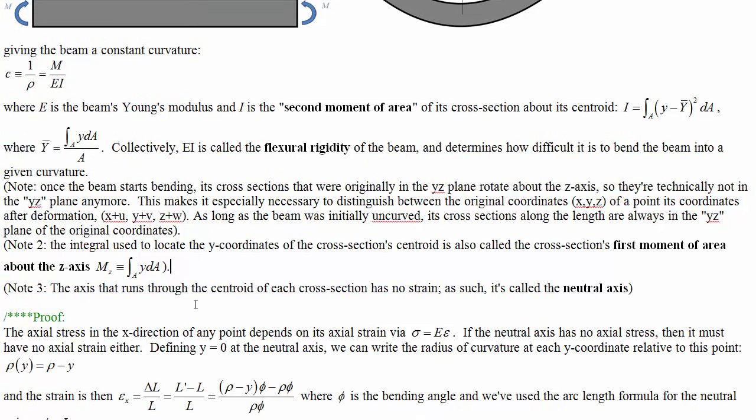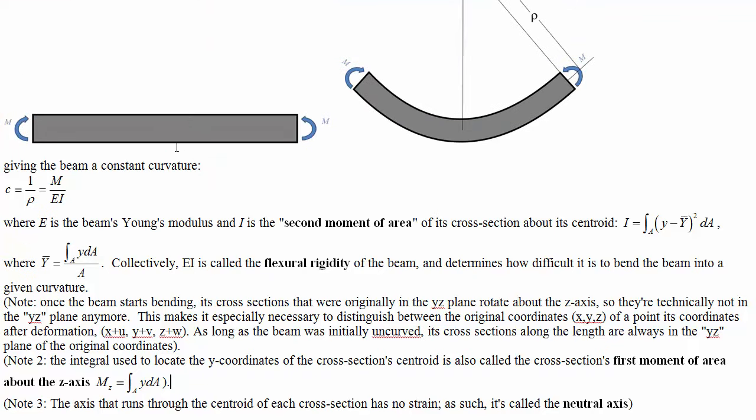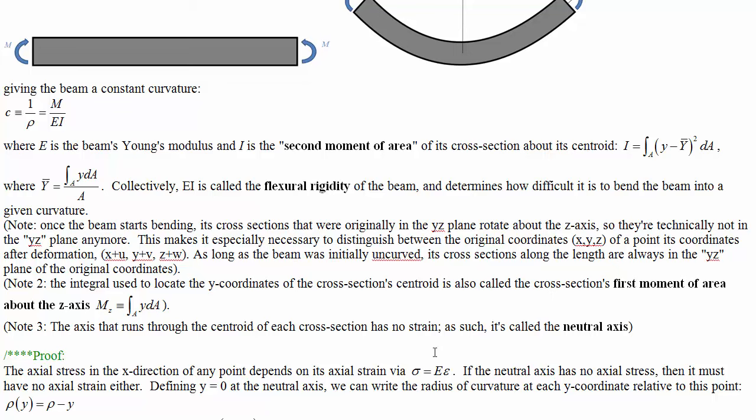The axis that runs through the centroid of each cross section, so you've got a cross section here, there's a centroid, cross section here, centroid, cross section here, centroid. If you take all of those centroids and connect them up and form an axis, then that axis is the location where there's no compression and no tension. So the points above that after bending will have compressed. The points below that will have tensed. So we've got no deformation on that axis. It's just neutral. It hasn't changed. And so we'll call it the neutral axis.